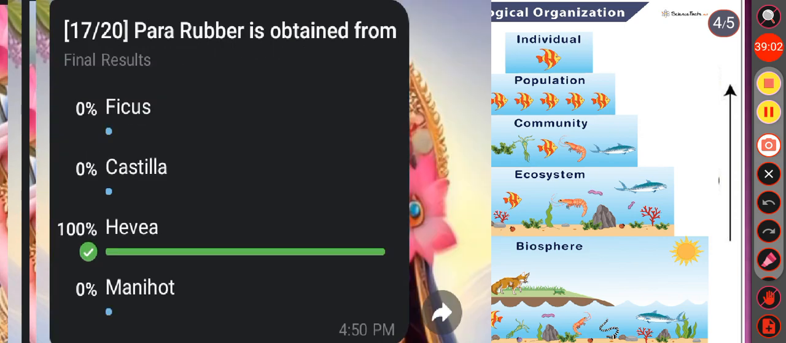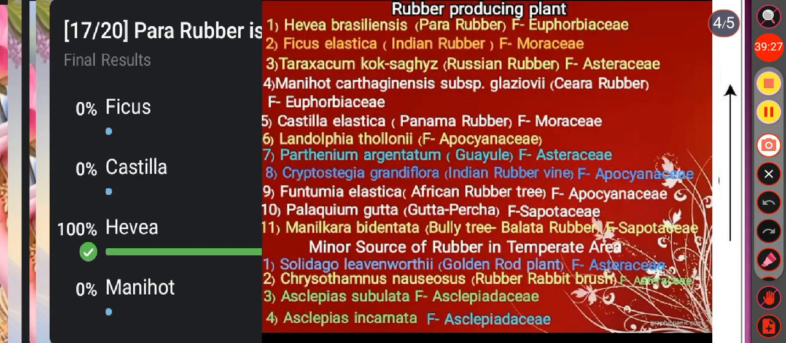Right? Next question. Para rubber is obtained from option A Ficus, option B Castilla, option C Hevea, option D Manihot. The correct answer is option C, that is Hevea. Hevea brasiliensis, also called para rubber. So para rubber is obtained from the Hevea brasiliensis plant.